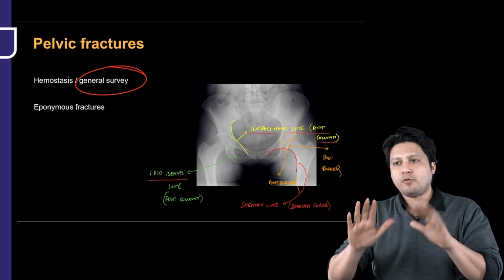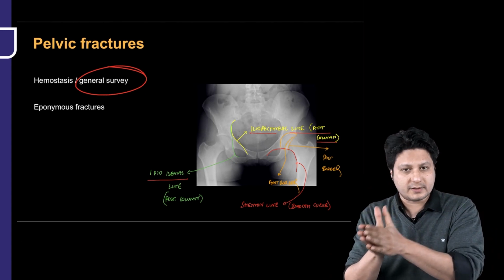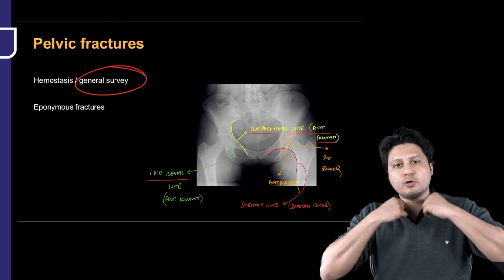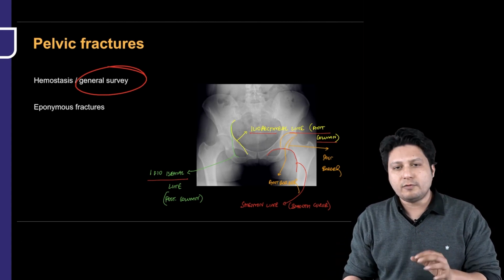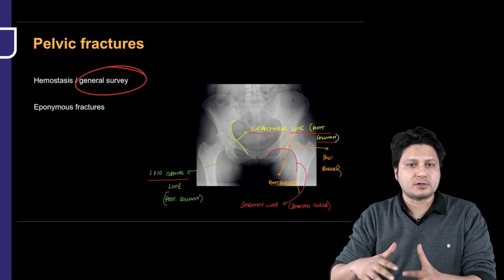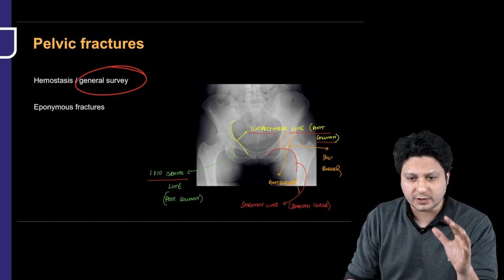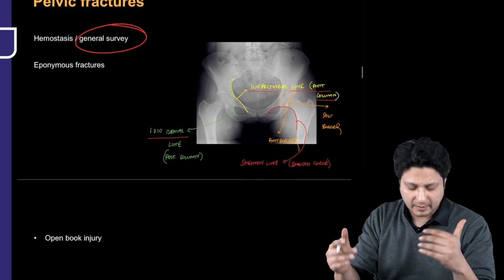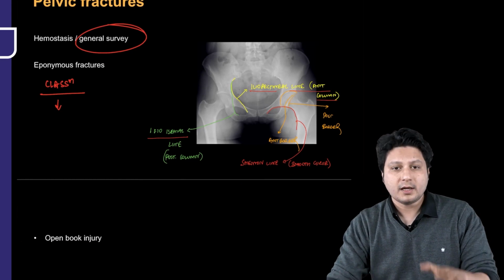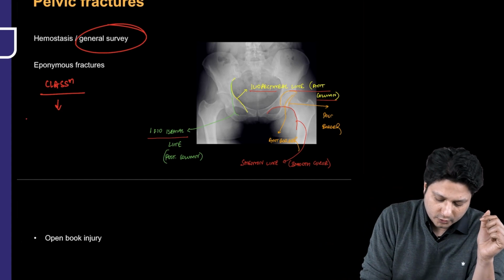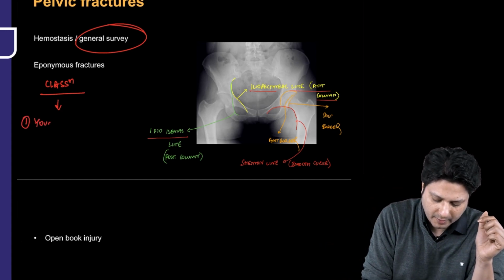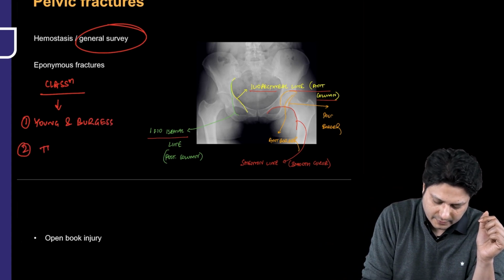Then, for examination purposes, what is important for you to remember are the eponymous or named fractures. Before we talk about the eponymous fractures, it is important to remember the names of the classifications for pelvic fracture, just the names in particular. The first one is Young and Burgess classification, and the other one is Stiles classification.